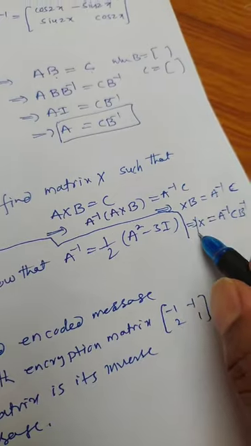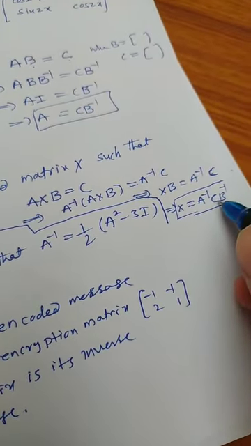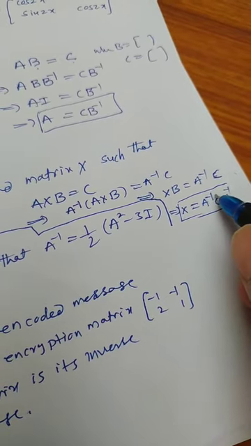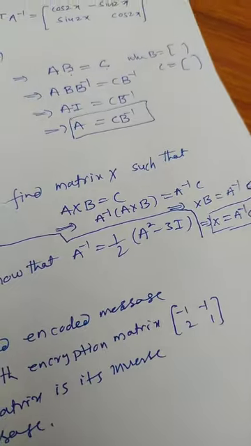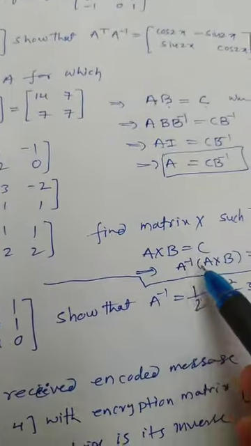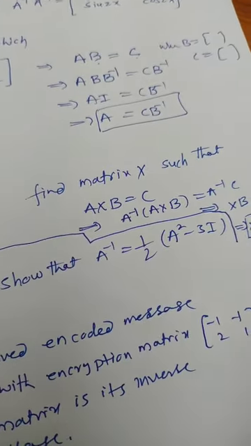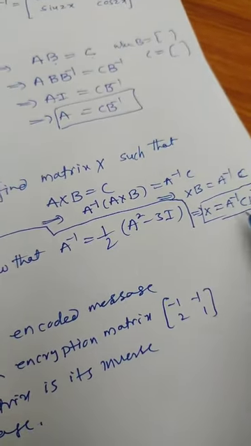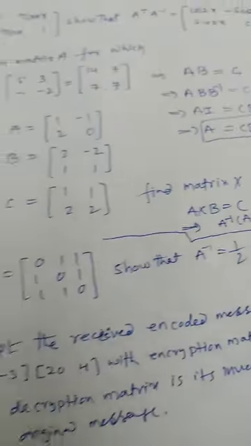So to get X matrix, pre-multiply the C matrix with A inverse, post multiply with B inverse. So automatically you will get X matrix. Okay, this is the procedure. So before finding this, you do this, then after multiplying with A inverse, find the A inverse and B inverse, then post multiply, pre-multiply the C matrix. You will get X matrix.